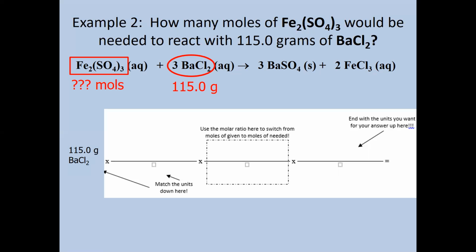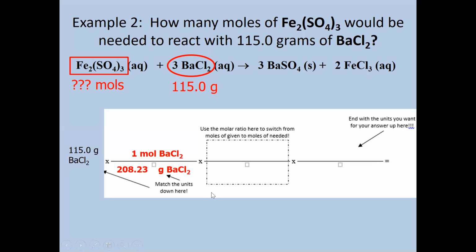What unit am I going to put at the bottom of my conversion factor? I'm going to put grams of BaCl2. How many grams of BaCl2? Well, I look at my periodic table and find my molar mass, which is the same as the last problem, 208.23. What goes on the top of molar mass? 1 mole goes on the top of molar mass.